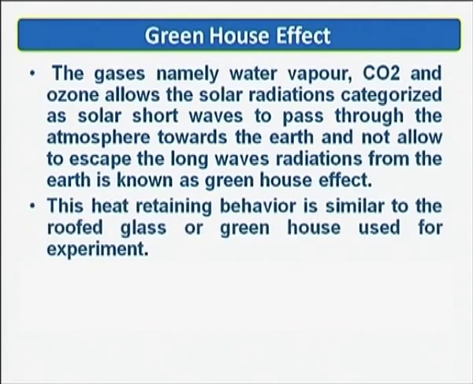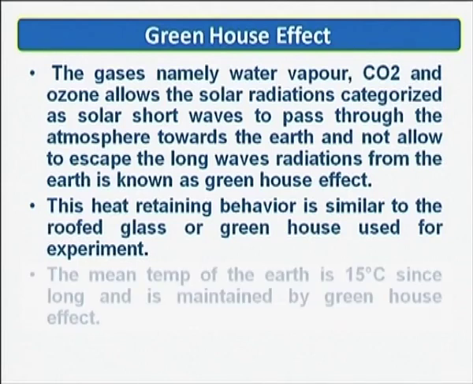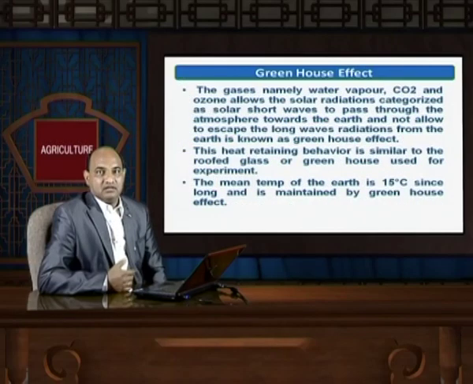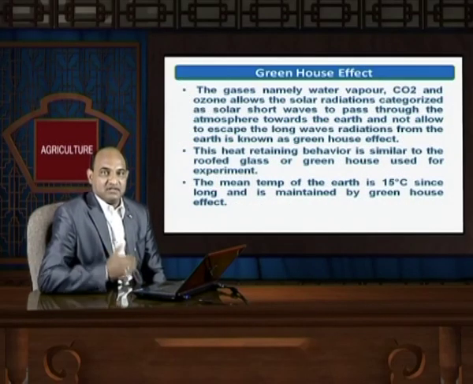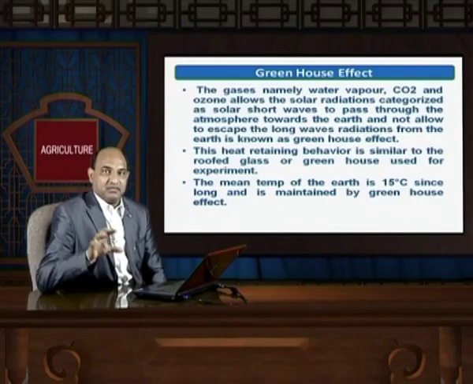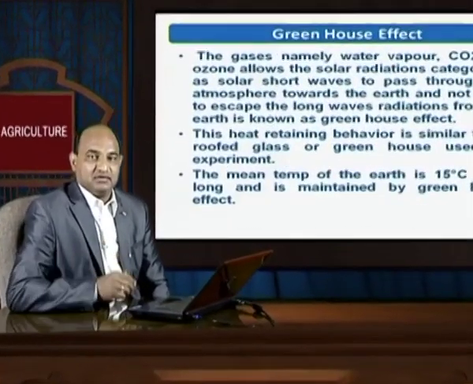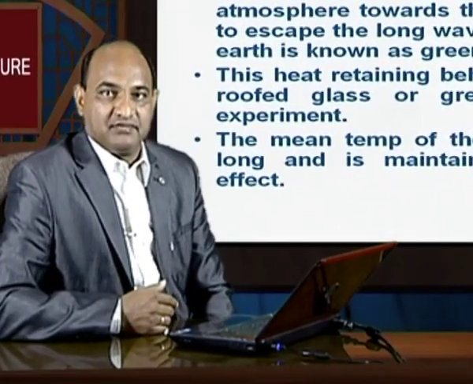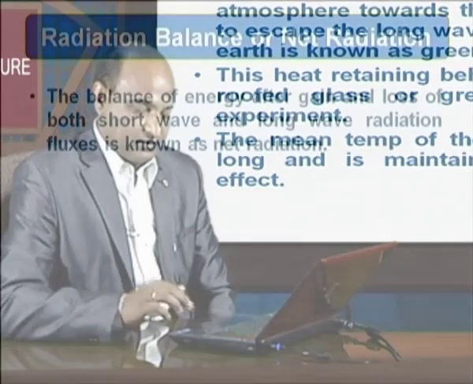This heat returning behavior is similar to the roofed glass or the greenhouse used for experiments. The mean temperature of earth is 15 degrees centigrade, and it is maintained by the greenhouse effect. Because we are studying solar radiation here, the long wave radiation being emitted by the earth is being trapped, and because of this trapping there is an enhancement in the temperature of the earth's surface, and this is known as the greenhouse effect.